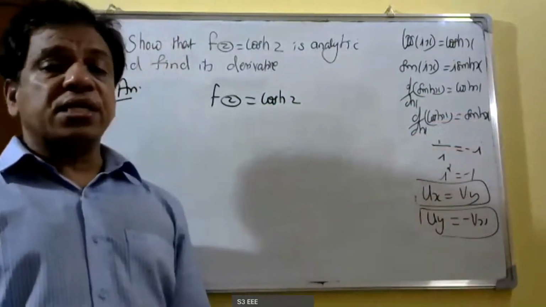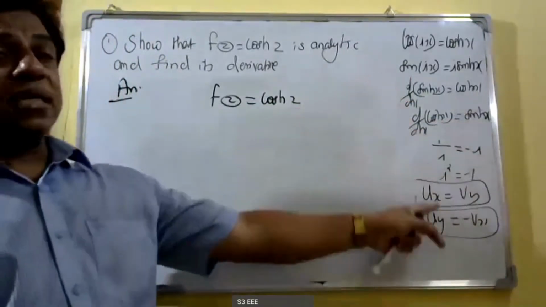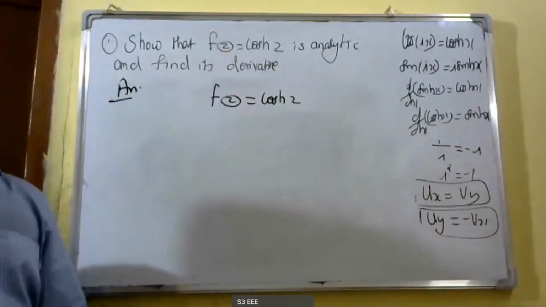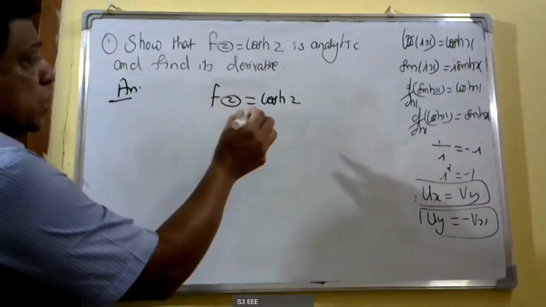Then the Cauchy-Riemann equations are ux = vy and uy = -vx. Based on this standard result, we can easily show that f(z) = cosh z is analytic, and we can also find its derivative. Then f = cosh z.